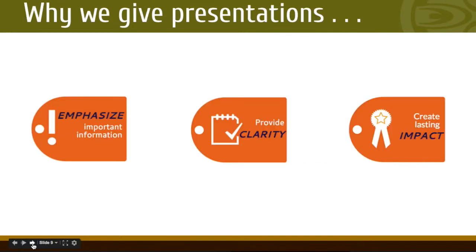What are some of the reasons why we give presentations? There are three primary reasons really in a class. Students are bombarded with information in multiple classes, but if you can help emphasize key elements in a lesson, you can aid student learning and retention of the material. Another reason might be to outline steps in a process or clarify material students are struggling with.